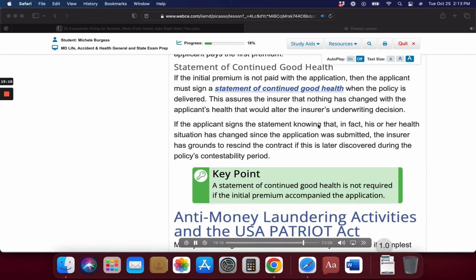If the applicant signs the statement knowing that, in fact, his or her health situation has changed since the application was submitted, the insurer has grounds to rescind the contract if this is later discovered during the policy's contestability period. Key point: a statement of continued good health is not required if the initial premium accompanied the application.